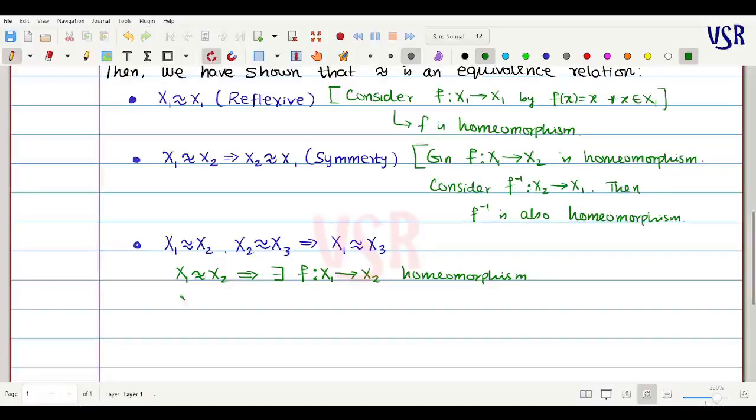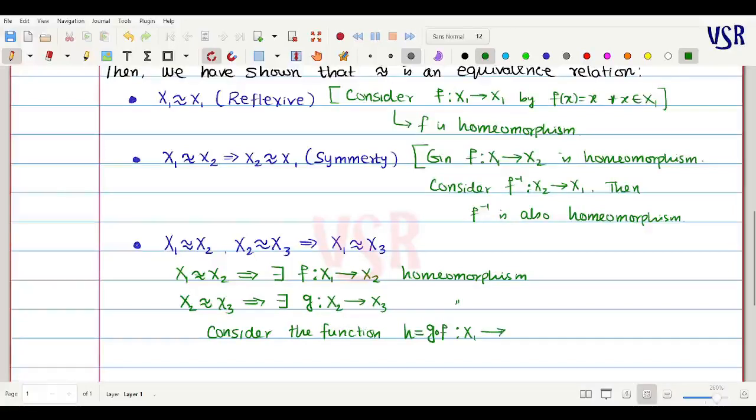Similarly, since x2 is homeomorphic with x3, this would imply that there exists a function g from x2 to x3, which is also a homeomorphism. Now consider the function h, which I define as g composition f. This is a function from x1 to x3.